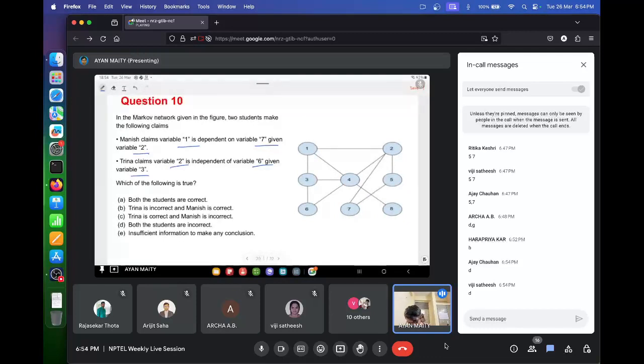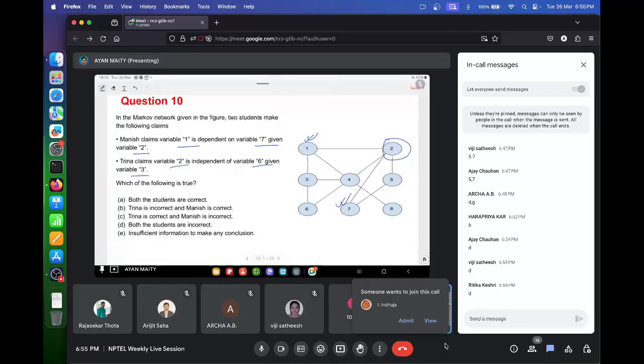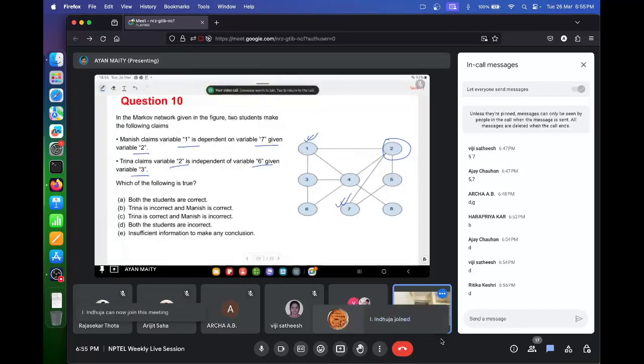So the first claim is that variable 1 is dependent on variable 7 given variable 2. So this is 1, this is 7, and this node 2 is given. This is an undirected graphical model. So we just have to find out whether there exists at least one path from 1 to 7 which doesn't go through 2. Then those two nodes are not conditionally independent.